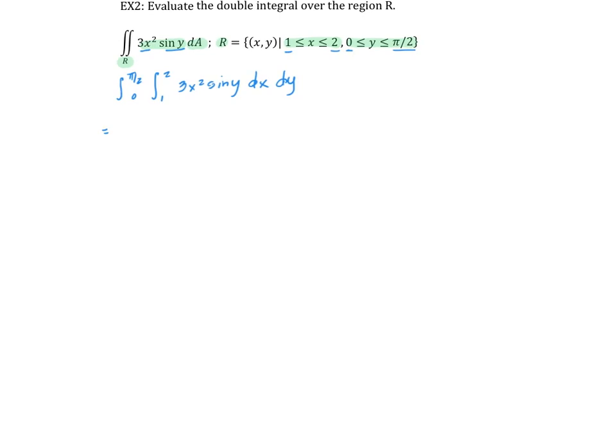And the 3 should cancel, so this integral on the outside is going to remain the same. This is going to be 3x cubed over 3, which becomes x to the third. The sine y remains because it's constant, and I'm integrating here from 1 to 2. So again, the outside stays the same. The integration here would be 8 sine y minus sine y.